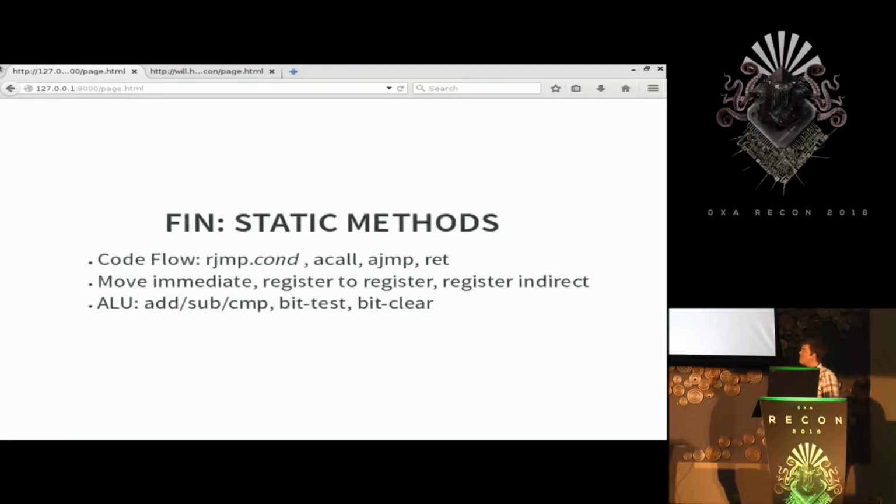So this is the end of what I'll talk about for static methods, but using similar guess and check and validate mechanisms as I described before got us conditional jumps, conditional relative jumps and always relative jumps, absolute call, absolute jump, return, as well as move immediate, register to register transfers, register indirect memory read and write, as well as some ALU operations, which would be add, subtract, compare, bit test, bit clear. And all that came out through sort of guess and check style methodologies.